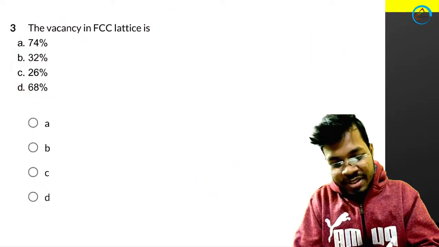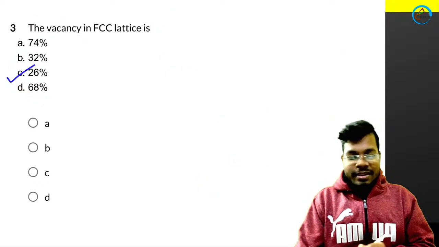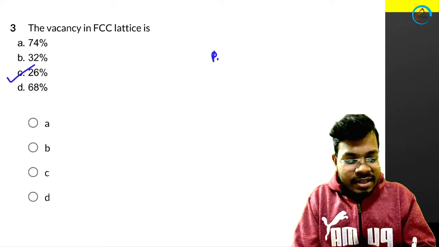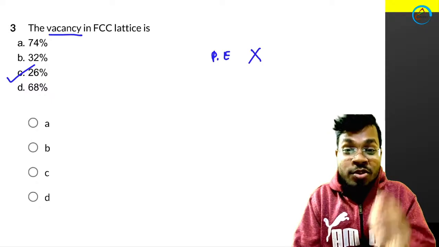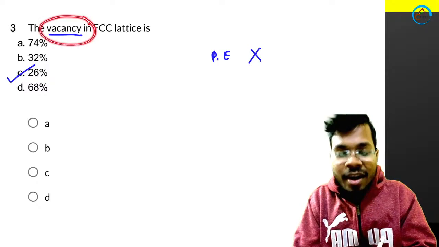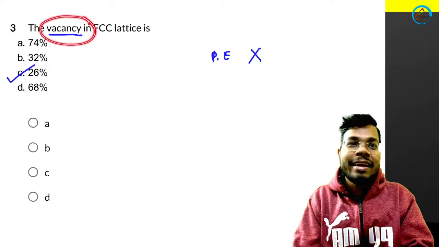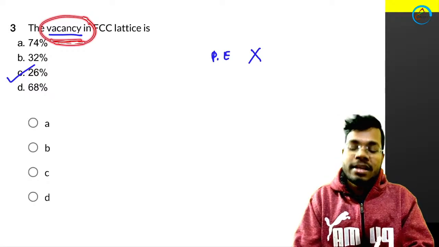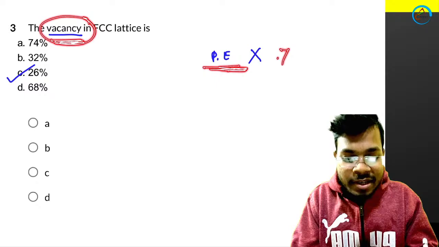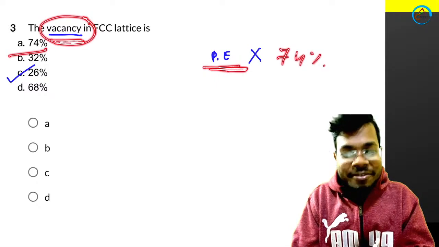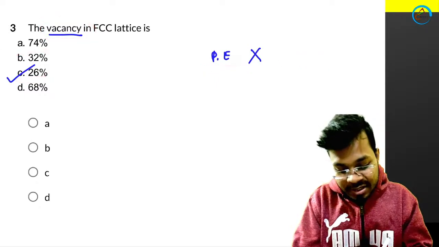The correct answer is C. So don't think it is packing efficiency. It is not packing efficiency, I am talking about vacancy. You may make a mistake in understanding the question, so it's about vacancy, not the packing efficiency. Packing efficiency is 74%, so vacancy will be 26%. So option C is the correct one.